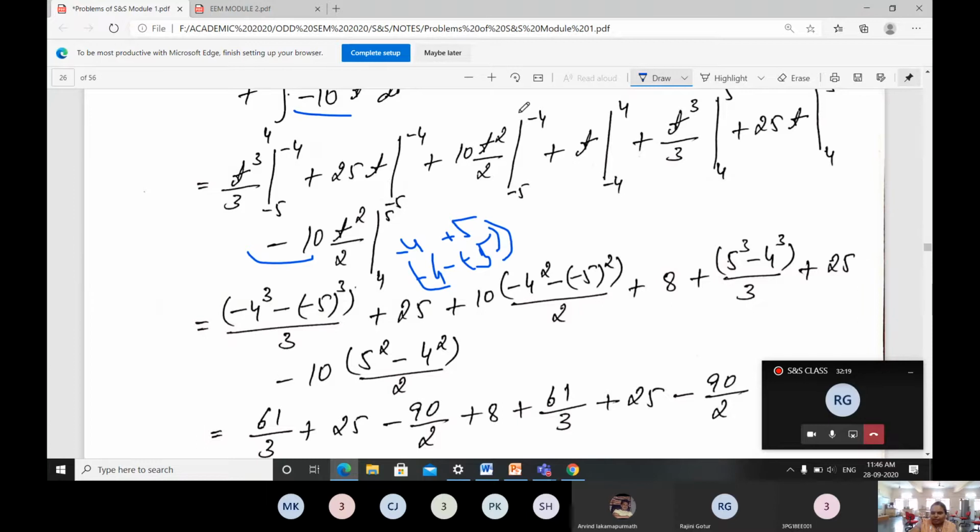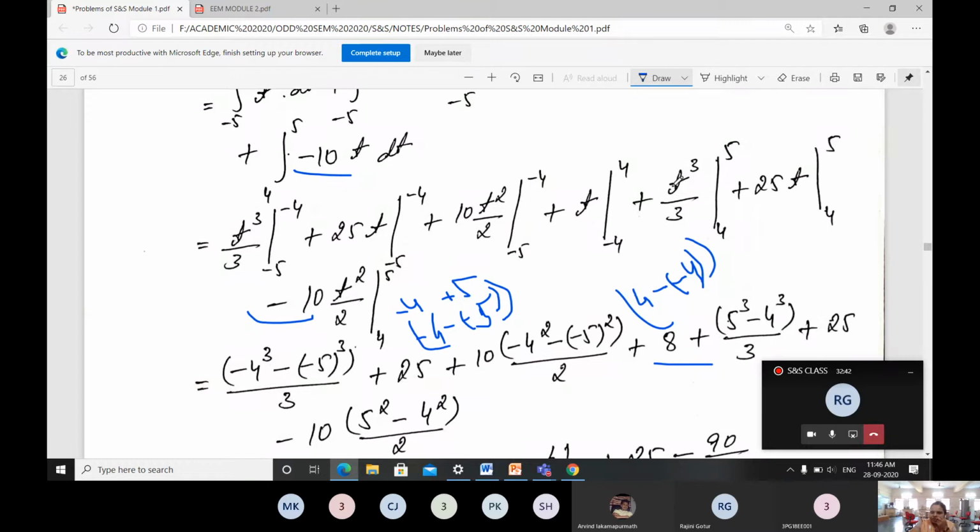Then 10, upper limit minus 4 square minus lower limit minus 5 square, divided by 2. Then here also, upper limit is 4 minus the lower limit, also minus 4. What will you be getting here? 4 plus 4, you will be getting 8. I wrote directly. Then for t cube, upper limit 5 cube minus lower limit 4 cube divided by 3. Then plus here, 5 minus 4 you will get 1.